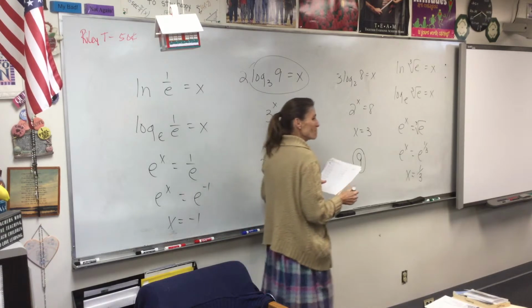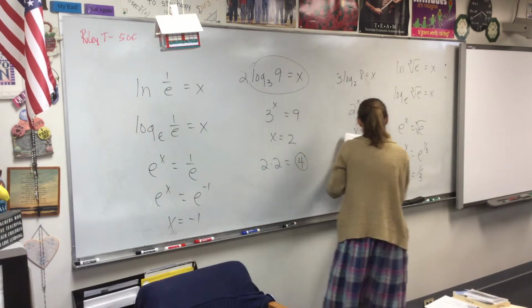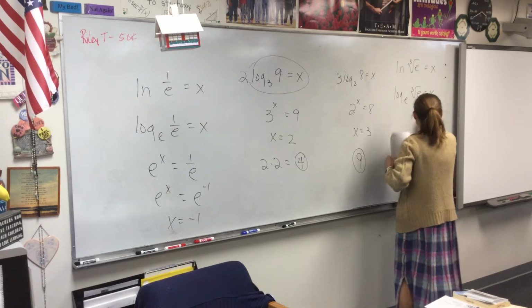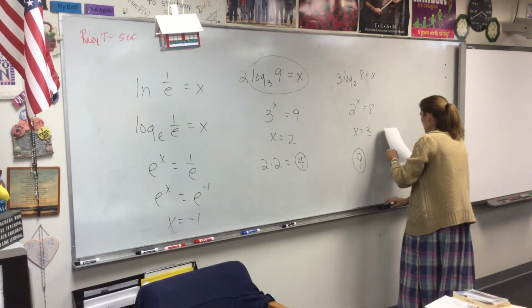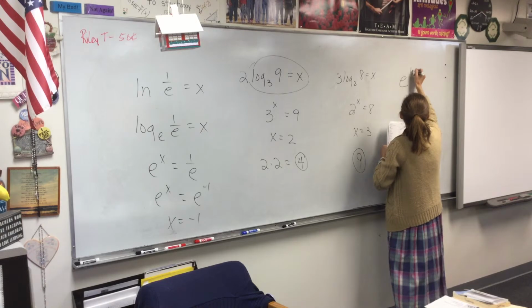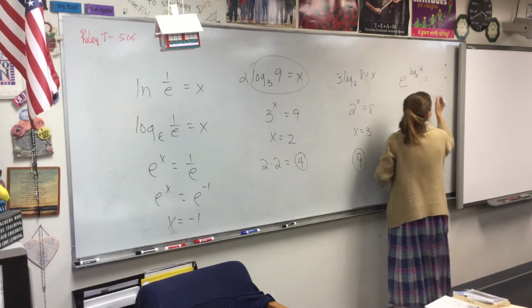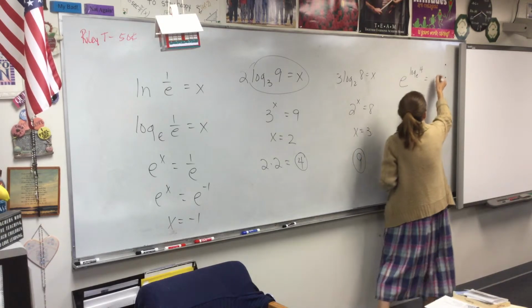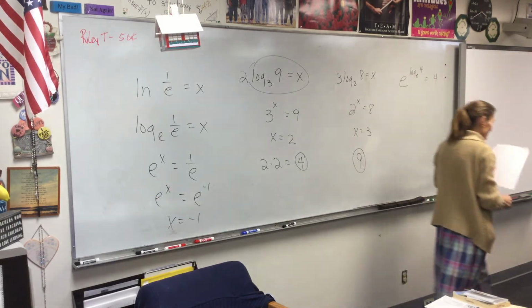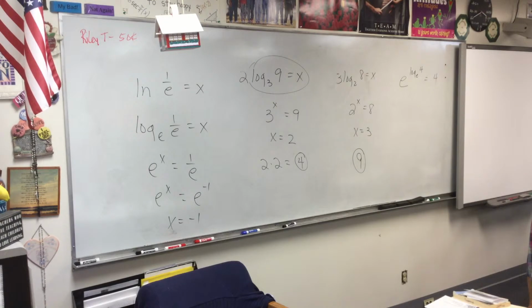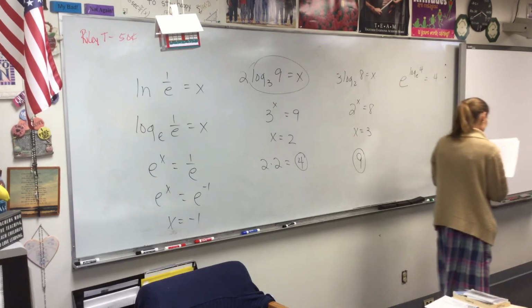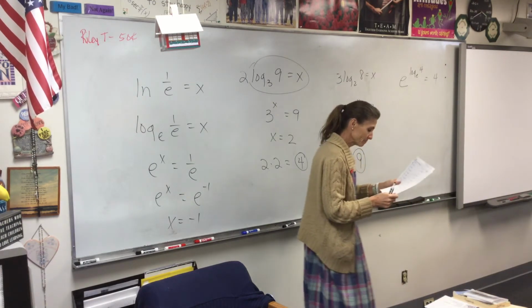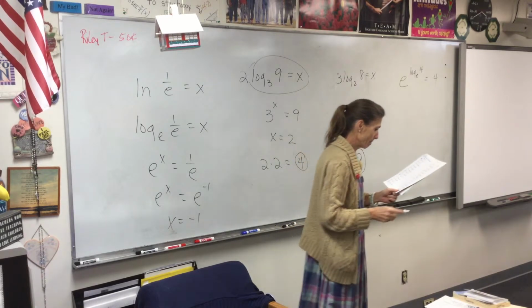Uh-oh, I should have done 24 before. Or 22, I mean. 22 says e to the log base e of 4. What's that equal? 4. Yeah, I should have done that one. Do 26.